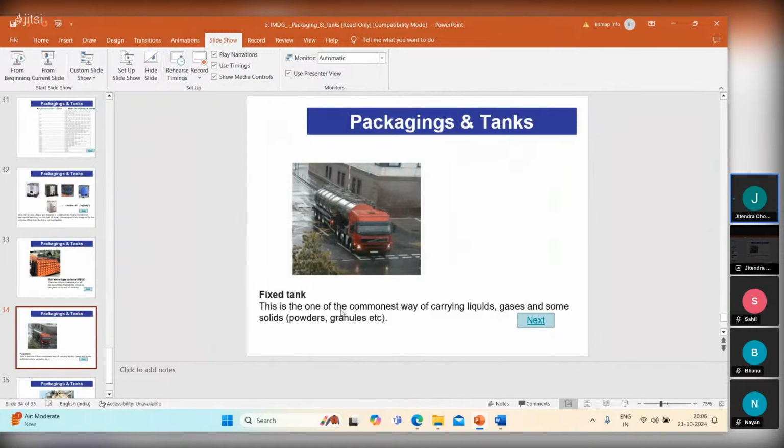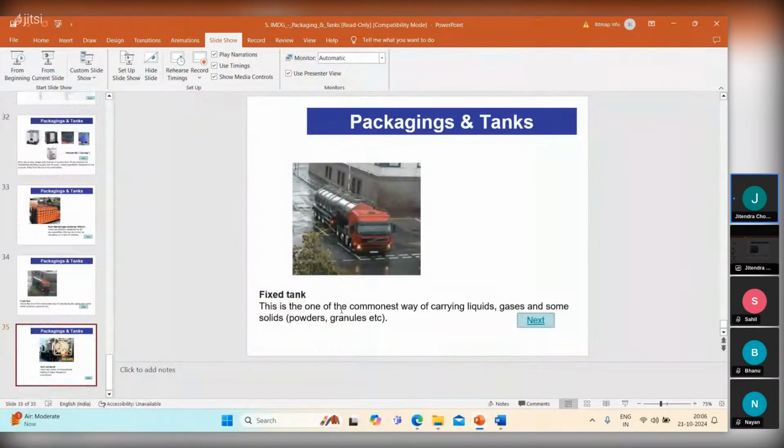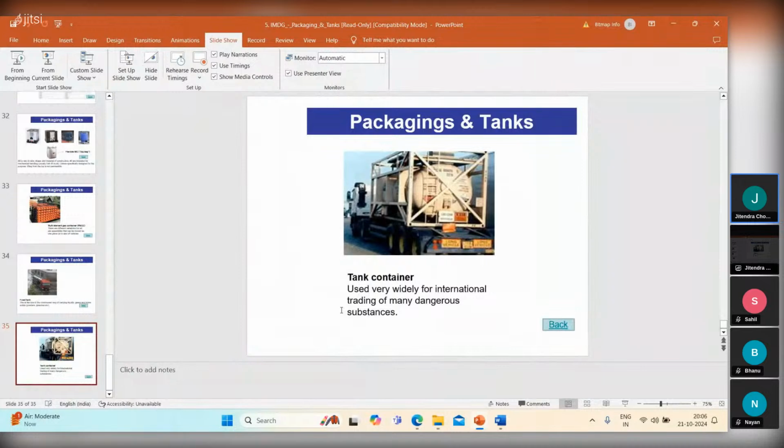Then this is a fixed tank. So sometimes you will see on container ships, you will carry trucks also with the tanker or tanks or containers. Fixed tank, this is one of the commonest ways of carrying liquids, gases, and some solids, powders, granules. So for this, the permission will be given for fixed tank. Then tank container. This is widely used for gases or liquids, very widely used for international trading of many dangerous substances.